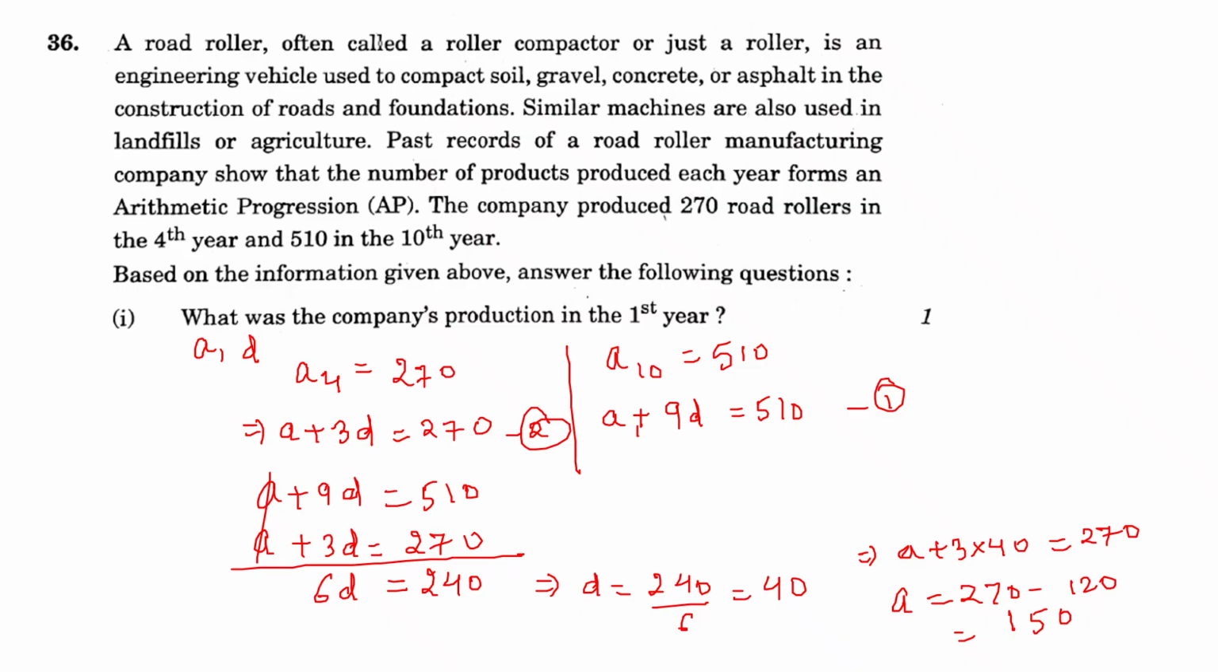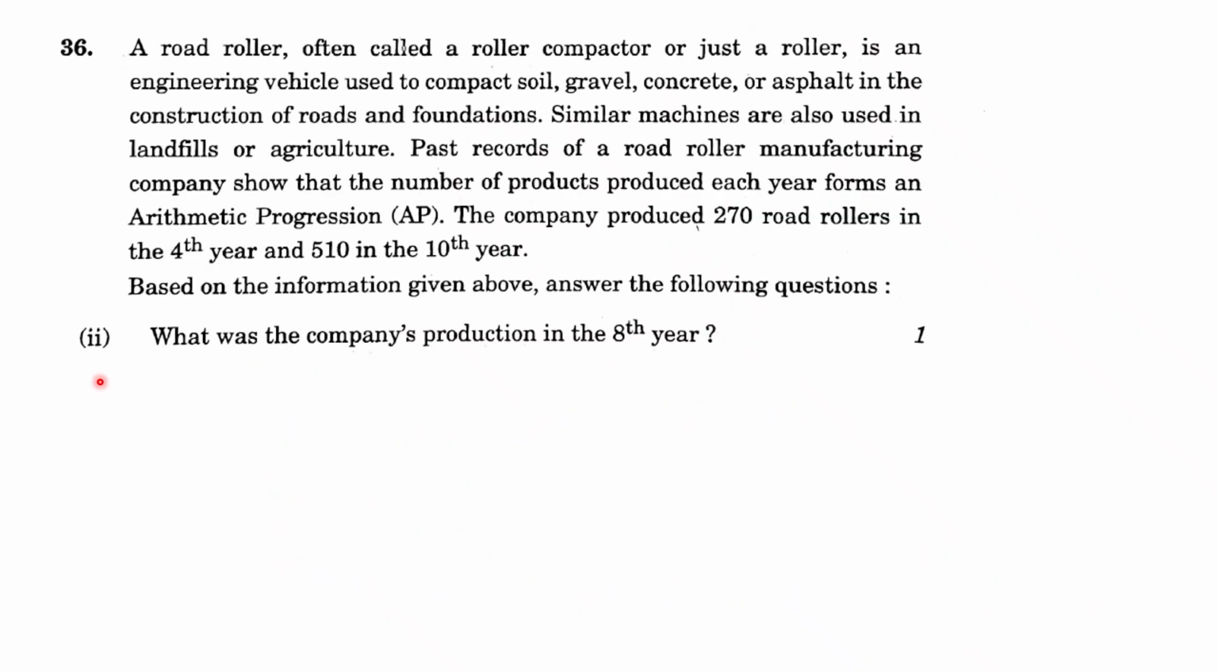Now let's do the second part. The second part of the question is, what was the company's production in the 8th year? That means you have to find the value of A8. The 8th term, A8, will be A plus 7D. In the previous question we have got the value of A as 150 and the D value was 40. So 150 plus 7 into 40, so 150 plus 280, and from here you will get the answer as 430. So this was the second part.